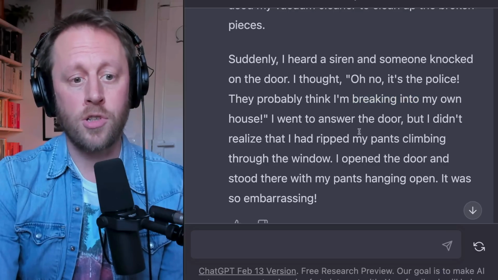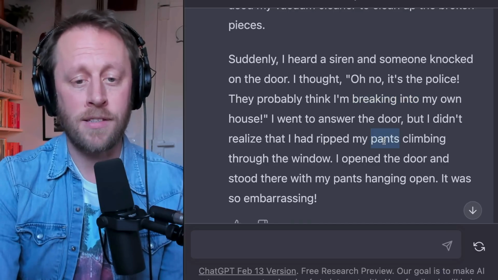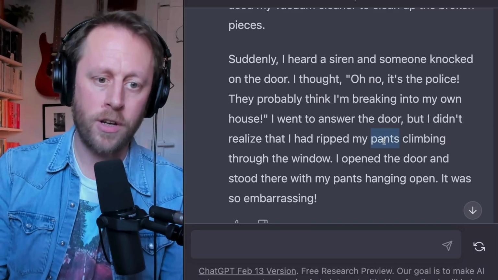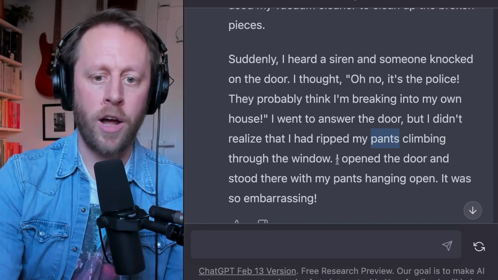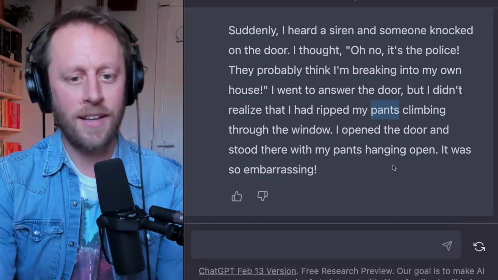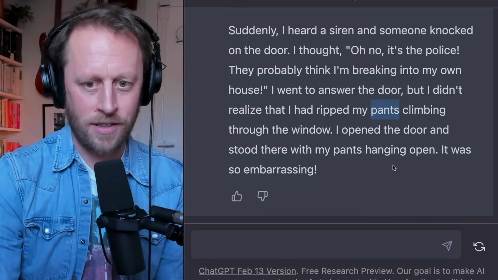I went to answer the door, but I didn't realise I'd ripped my pants. So not I'd ripped my trousers, but I'd ripped my pants. Pants in American English. Climbing through the window. I opened the door and stood there with my pants hanging open. It was so embarrassing. So it just didn't include some of the things.